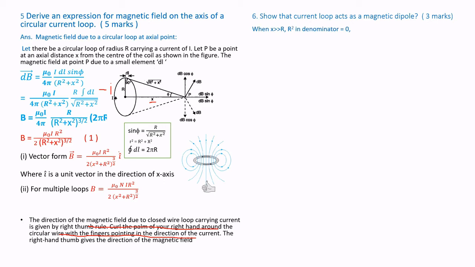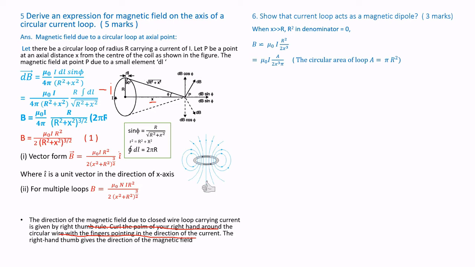When x is far greater than r, the radius of the circular coil, in the denominator r square becomes 0. Therefore, the denominator can be simplified as B is approximately equal to mu naught I r square divided by 2x cube. This r square plus x square to the power of 3 by 2 becomes x cube.